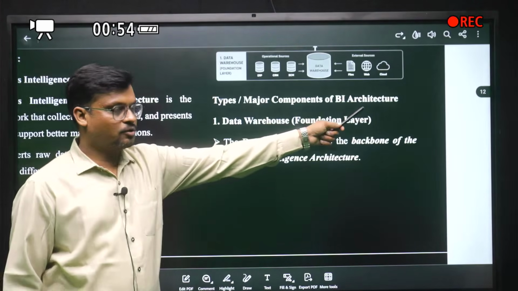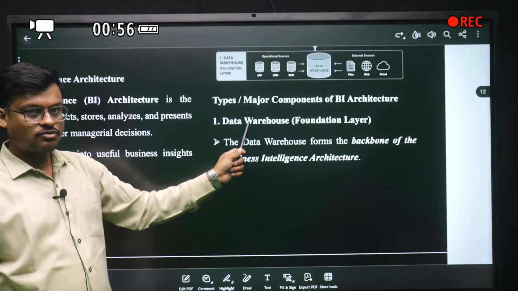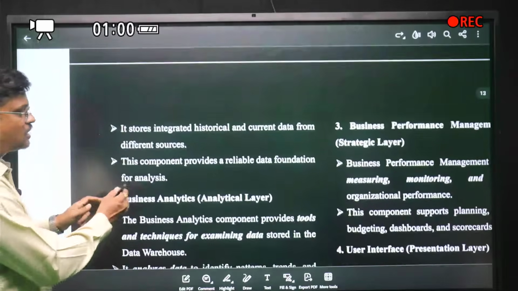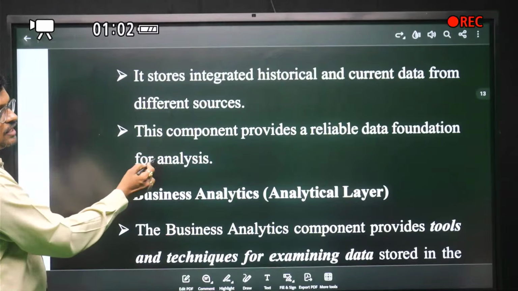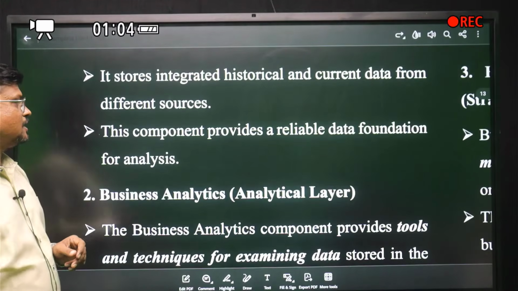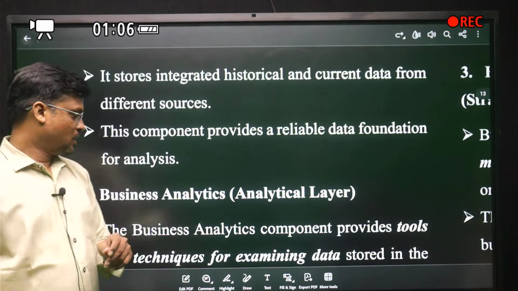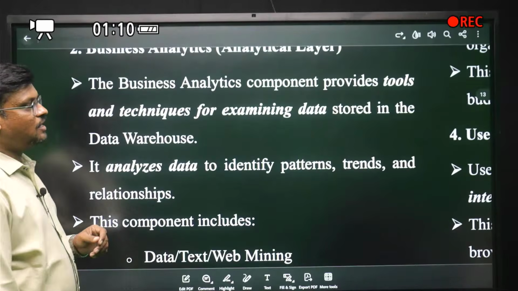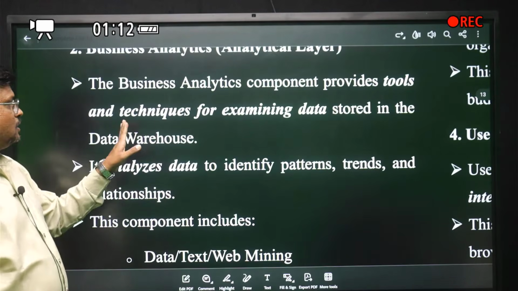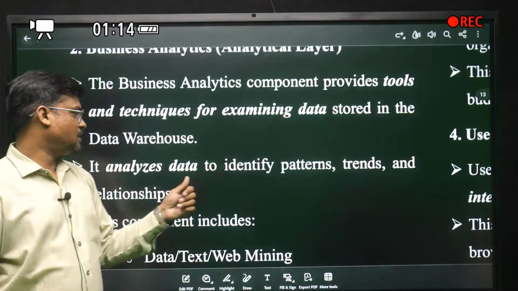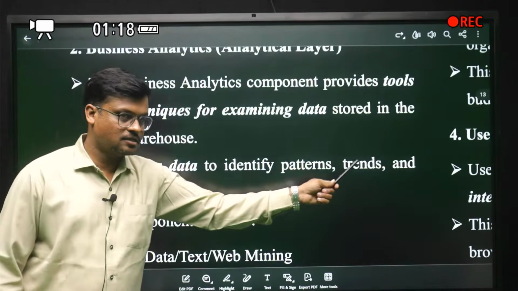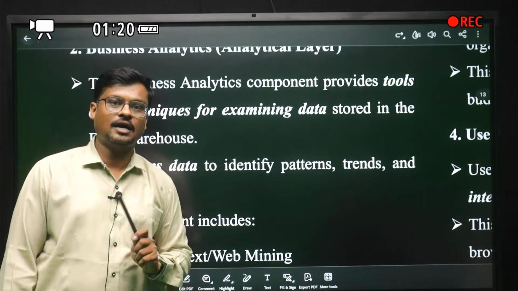Types and major components of BI architecture: the data warehouse, the foundation layer where the data has been collected from various resources. It stores the integrated historical and current data from different sources. The second one is the business analytical layer. Here we have the tools and techniques for examining the data stored in the data warehouse and trying to find out the patterns, trends, behaviors which are previously unknown.